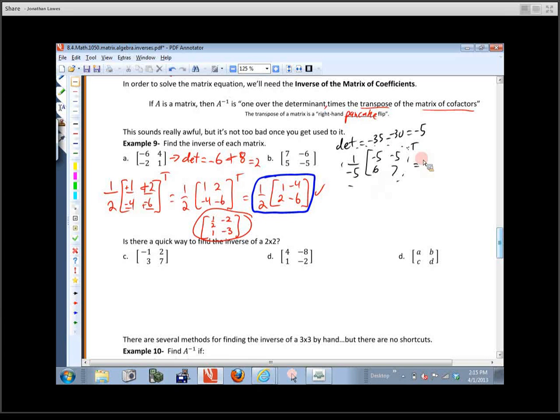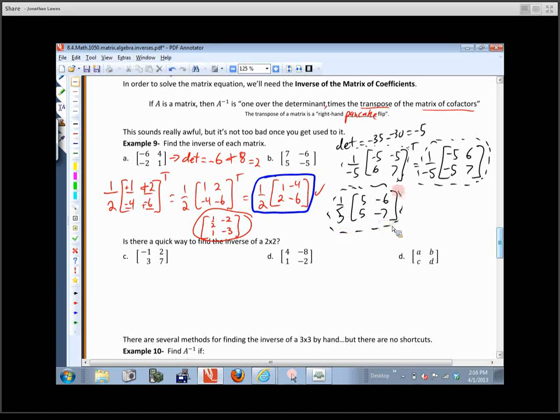Right-hand pancake flip. So I've got this. The negative 5 and that 7 are going to stay in the same place. And these guys are going to switch places. So that's going to be a negative 5 and a 6. Okay, there. That you could use, right? If you distribute the negative through, we could have a 1/5 sitting out front, and then a 5, a negative 6, a 5, and a negative 7. That would be okay. Either one of those would be okay to use again if you had to.